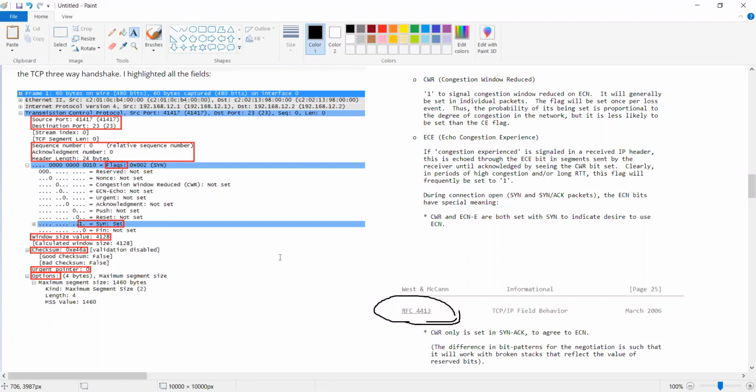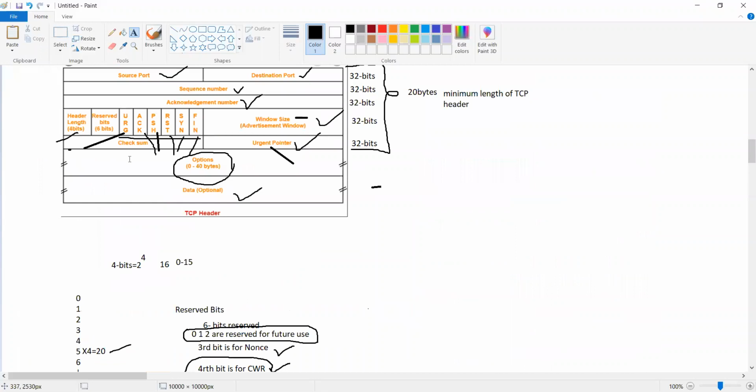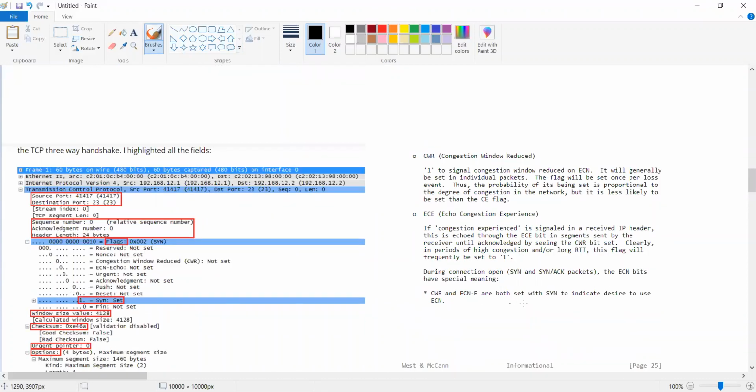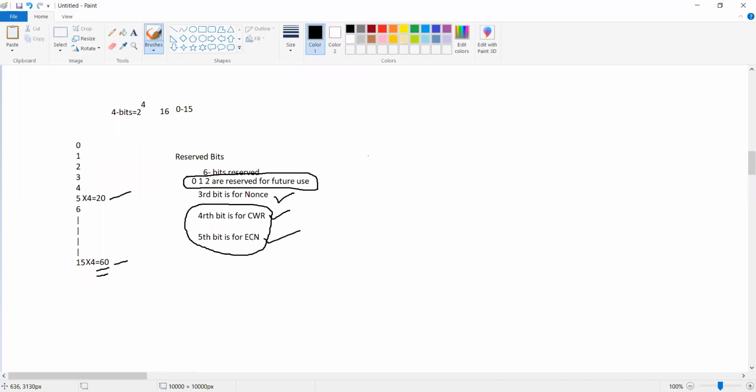Apart from this, now we have seen the reserved bits as well. Inside the reserved bits, you need to understand only these two. Which one? CWR is one and ECN is one. Remaining everything is zeros.